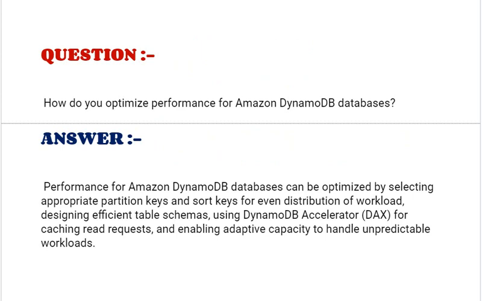Our interview question based on SysOps Administrator Associate is: how do you optimize performance for Amazon DynamoDB databases? Your answer should be: performance for Amazon DynamoDB databases can be optimized by selecting appropriate partition keys and sort keys for even distribution of workload, designing efficient table schemas, using DynamoDB Accelerator DAX for caching read requests, and enabling adaptive capacity to handle unpredictable workloads.